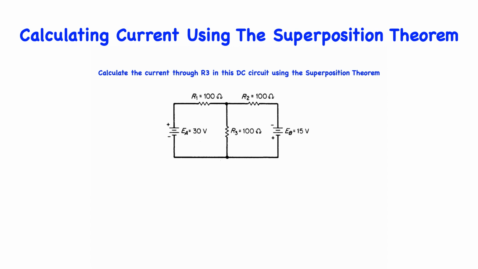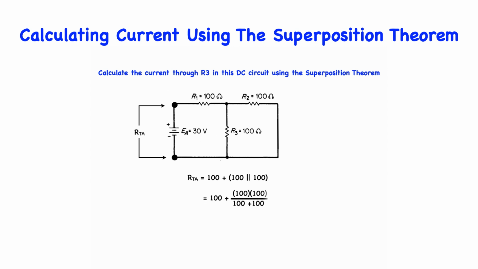Because the voltage source EB has no internal resistance, the source EB is replaced by a short circuit. The total resistance seen at EA, we will call it RTA, is equal to 100 plus 100 in parallel with 100, and written out or expanded looks like this, and it's equal to 150 ohms.